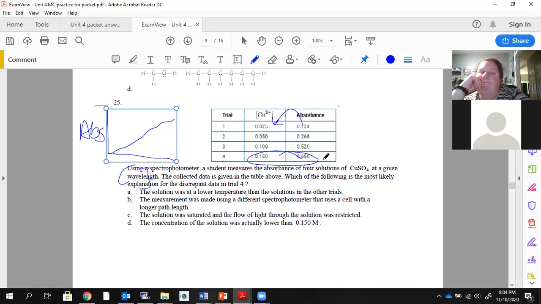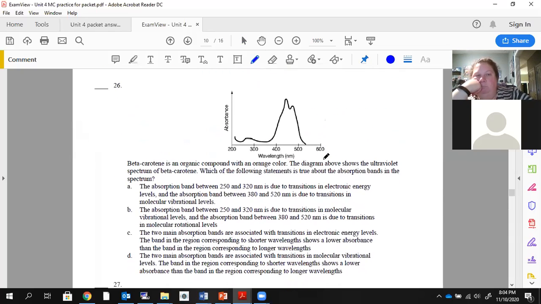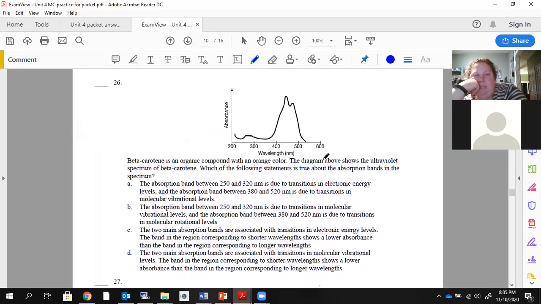Okay, and then number 26, I wasn't sure between the answer choices C and A. Beta carotene, 250 and 320s due to transitions, and between 380. I'm hoping that the answer is actually C, right?